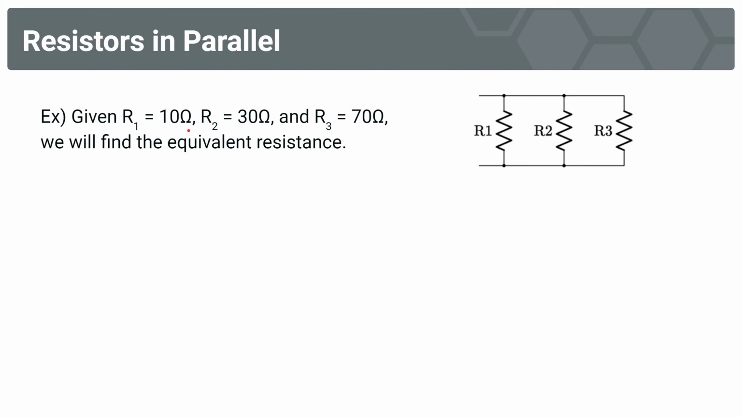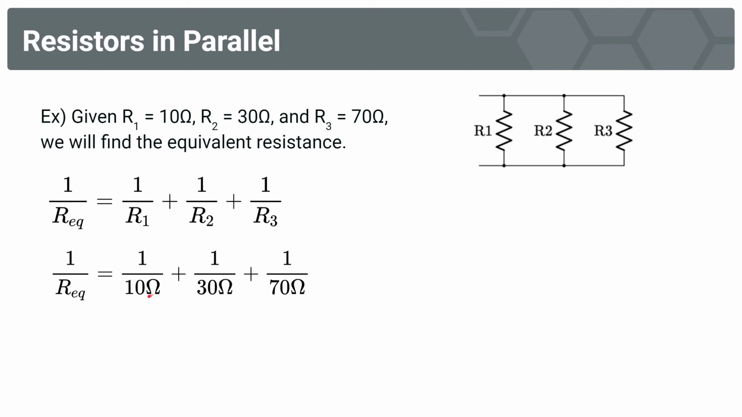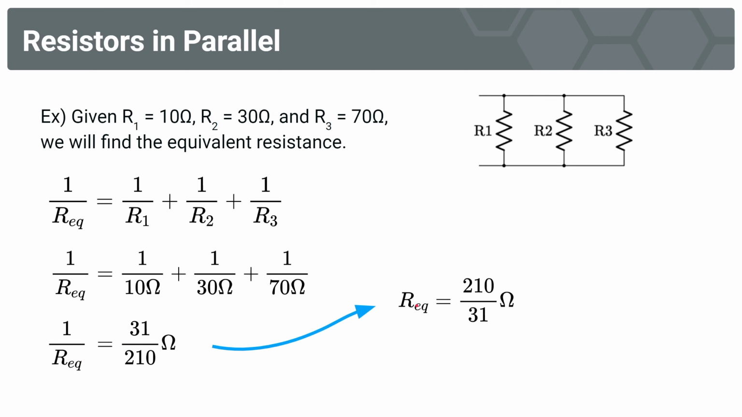Given the same resistor values, 10 ohms, 30 ohms, and 70 ohms for resistor 1, resistor 2, and resistor 3, respectively, let's find that equivalent resistance. We take our parallel resistor equivalence formula. We plug in our numbers, add these together, chugging our values. We get this nasty number, but we're going to take the reciprocal just to finish up this equation. We find that the equivalent resistance is this ugly fraction, which we're just going to convert into a decimal. It's around 6.77 ohms.